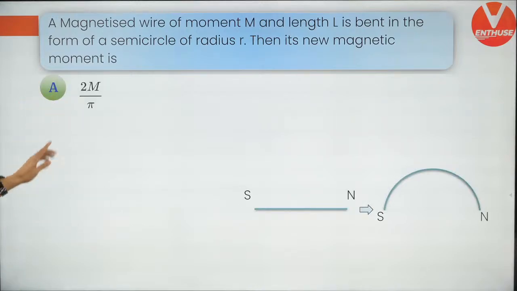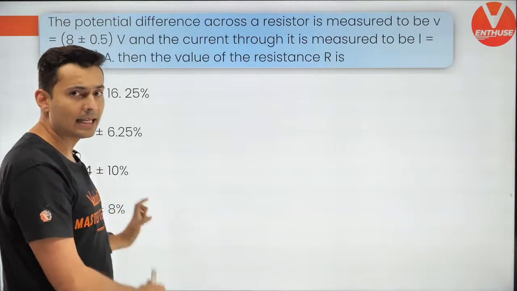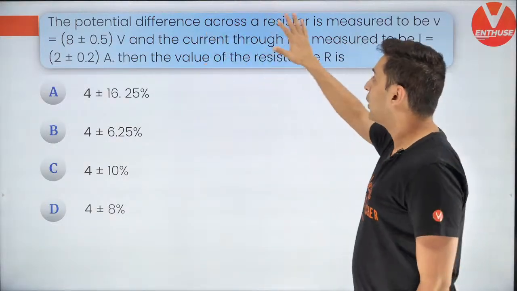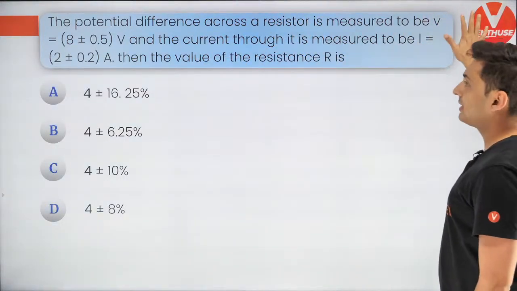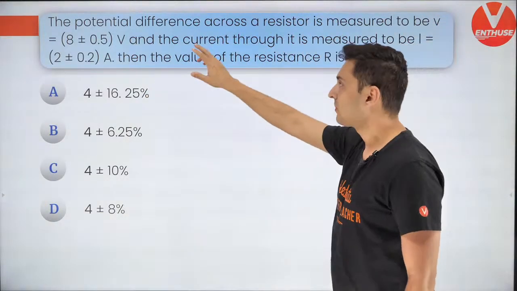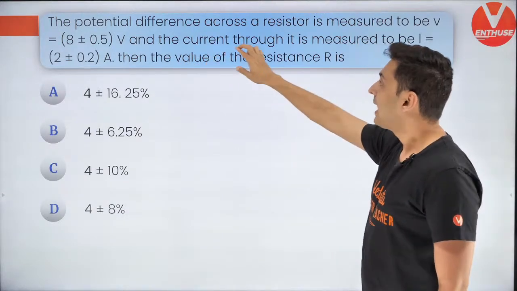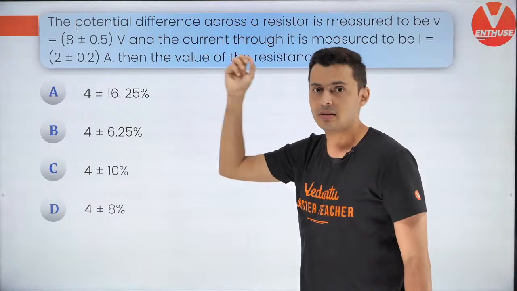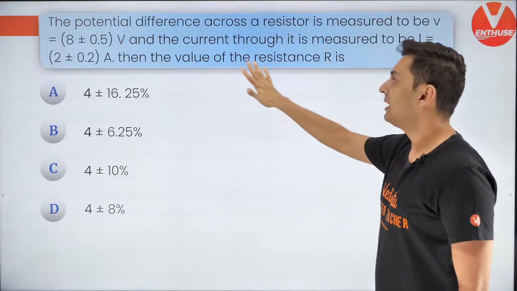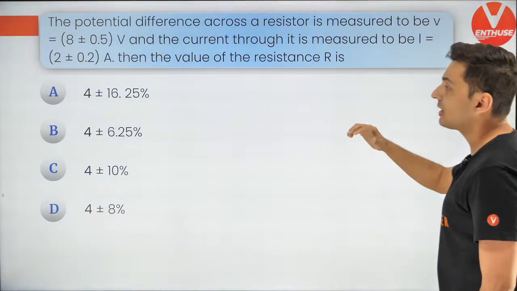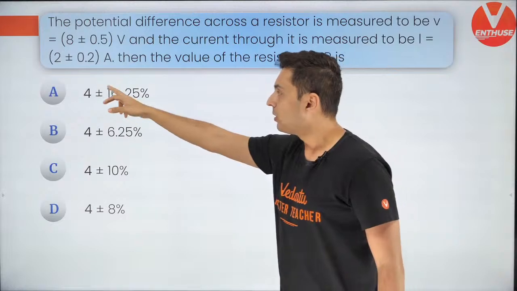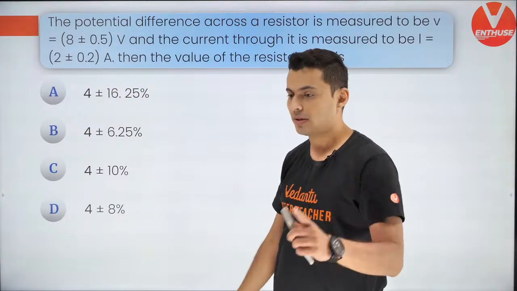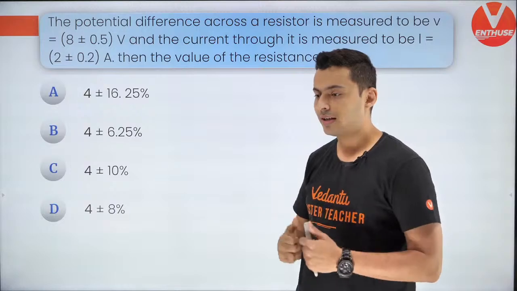So this was the answer, 2M by pi, like I just said before. Next question is as follows. The potential difference across a resistor is given to be so many volts, with some error in the voltage, and the current through it is so many amperes, again with some error in the current. Then the value of the resistor is how much? The answer in ohms is given, and the percentage error in the resistance is also given. Let's try to figure it out.